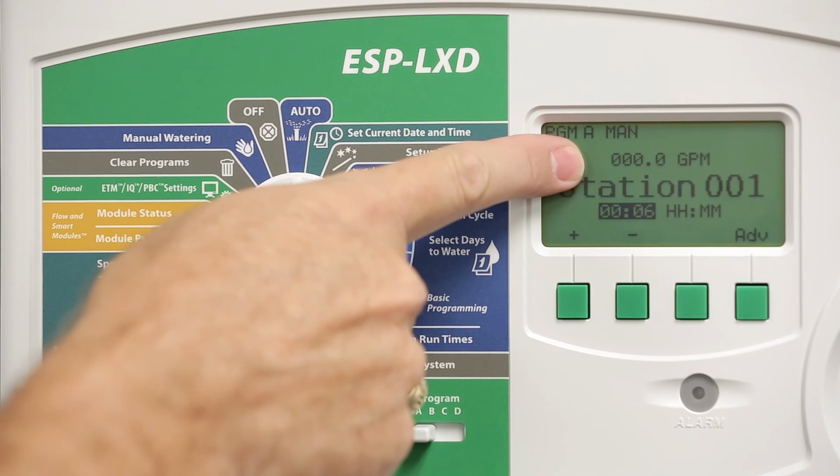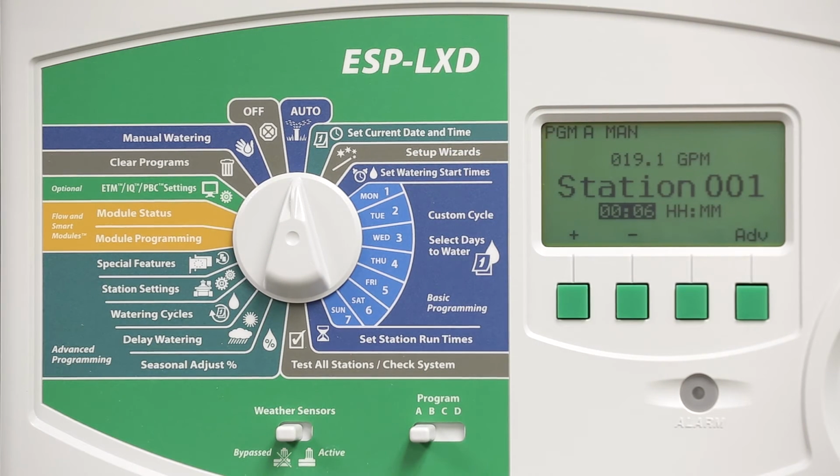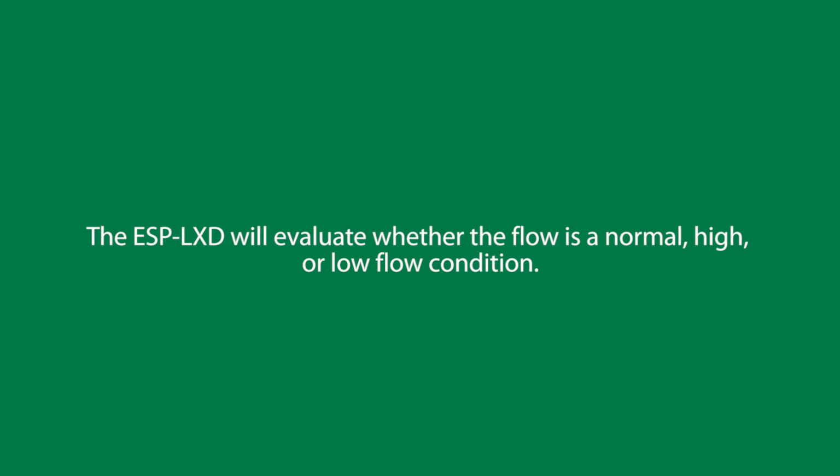Observe the real-time flow rate at the top of the display as the stations run. Since FloWatch is enabled, the controller compares the real-time flow rate it sees from the flow sensor to what it learned was the normal flow rate. The ESP-LXD will evaluate whether the flow is a normal, high, or low flow condition.